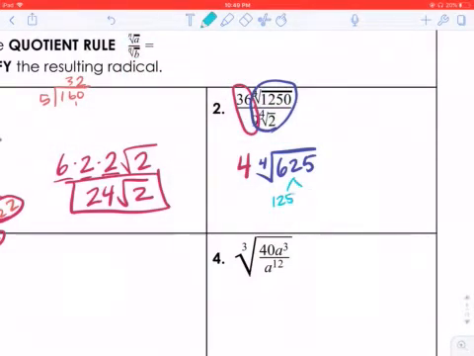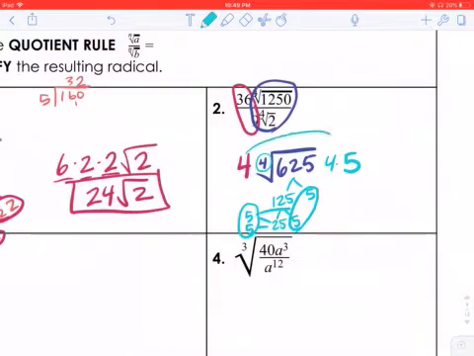625 is 125 times 5. This is 25 times 5. This is 5 and 5. I'm looking for groups of 4 here. So I have these 2 and this one put together make 5 total. That's one group together. It's going to multiply times the 4 from the beginning. And then there's nothing left over, so it's just 4 times 5, which would be 20.